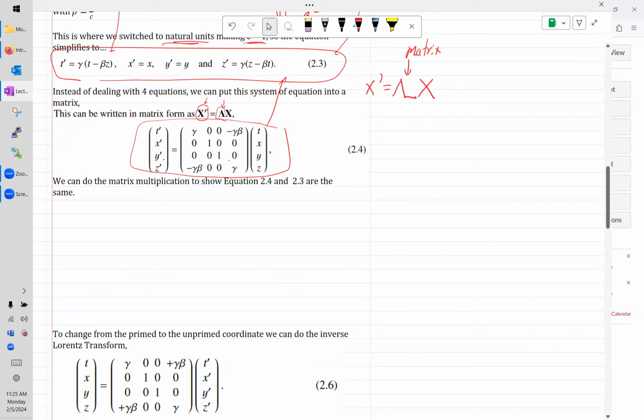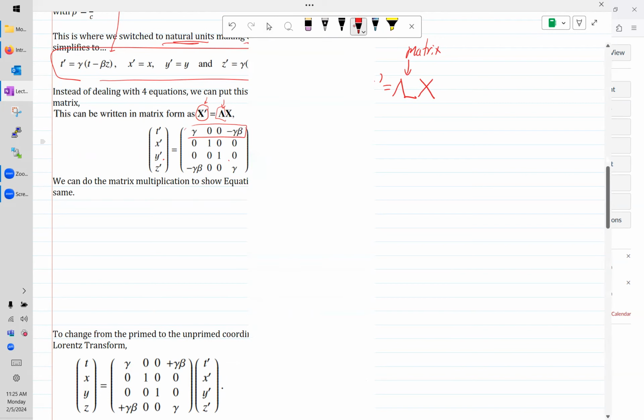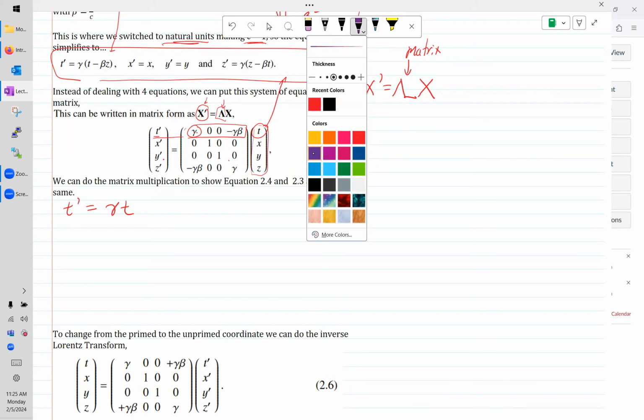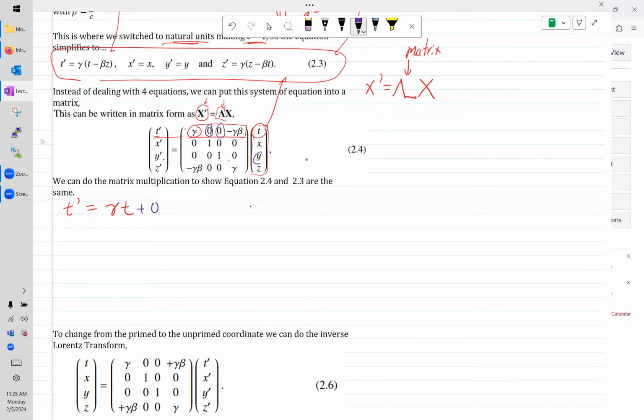To do matrix multiplication, you take the first row and multiply it by the column you're multiplying by, one element at a time. So this row here is called T prime. It's going to be equal to this first element, gamma, multiplied by the first element here, T. Then I'm going to take 0 multiplied by x, and anything multiplied by 0 is 0, and then another 0 multiplied by y. But the last point is going to be different. I'm going to take negative gamma beta and multiply that by z.